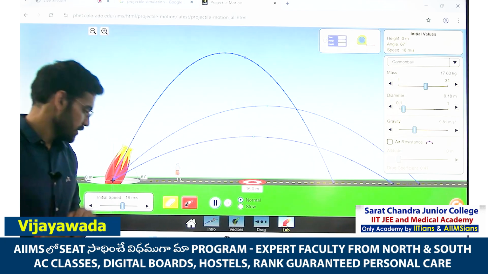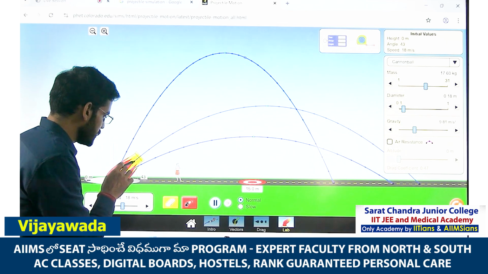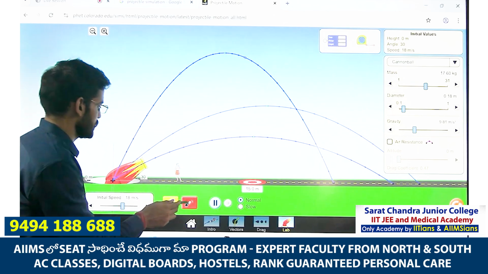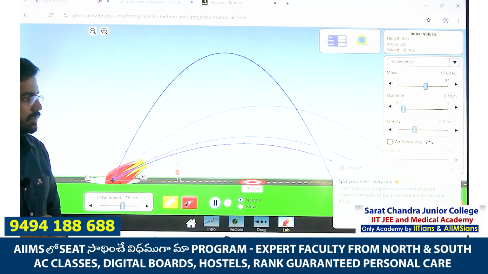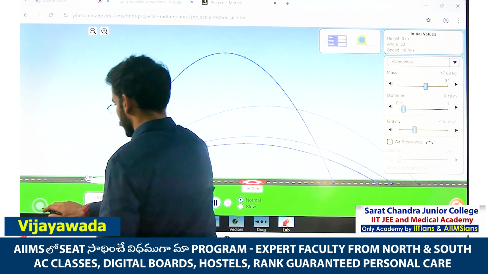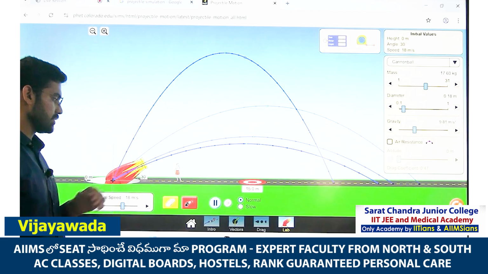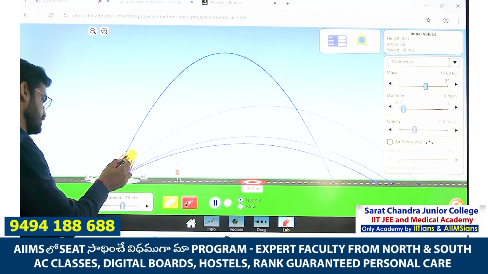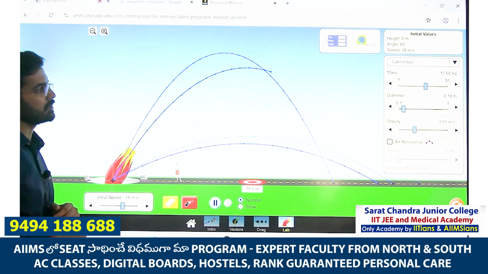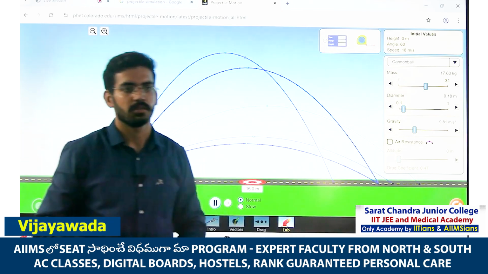Second thing, if I do a projectile at 30 degrees, okay, this last projectile is at 30 degrees here, right? At what point is he hitting? Here, right? Now if I do it with 60 degrees, the range will be exactly the same, it will hit here only, both 30 and 60.